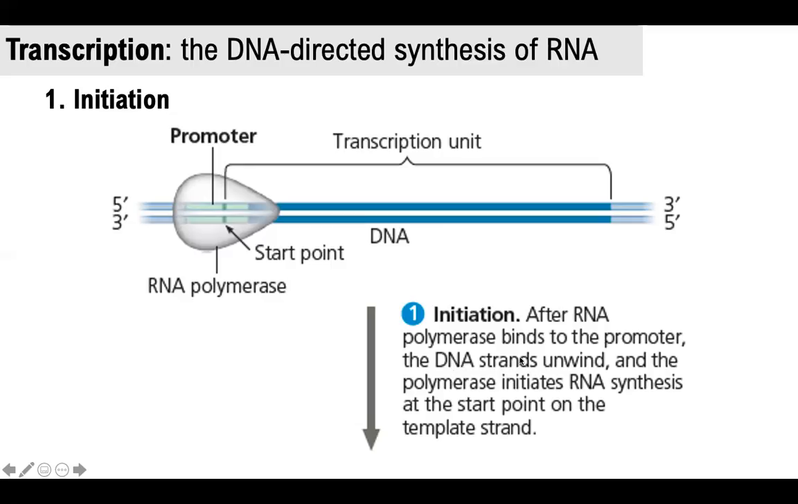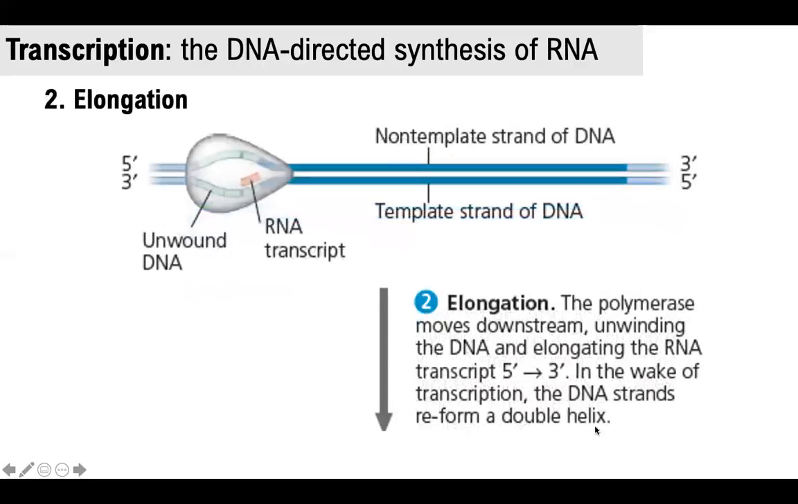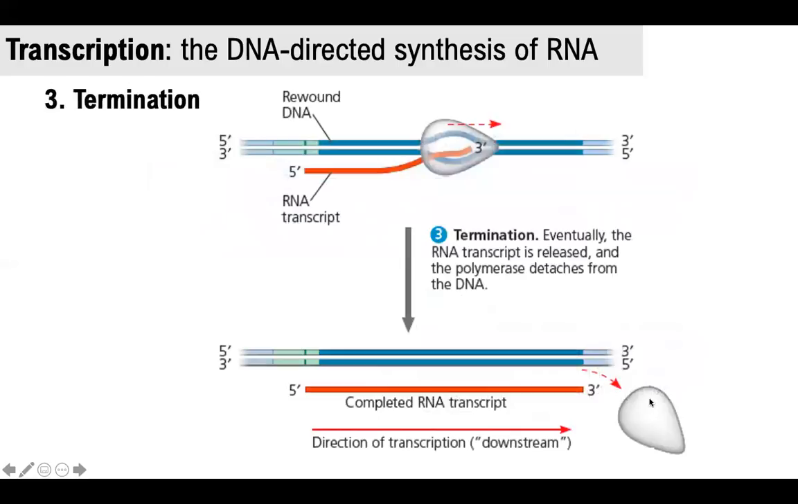After it binds to the promoter, the DNA strands unwind, just like with helicase. And the polymerase initiates RNA synthesis at the start point on the template strand. The elongation process also involves the RNA polymerase. The RNA polymerase moves downstream, unwinding the DNA and elongating the RNA transcript in the 5' to 3' direction. In the wake of transcription, the DNA strands reform a double helix.